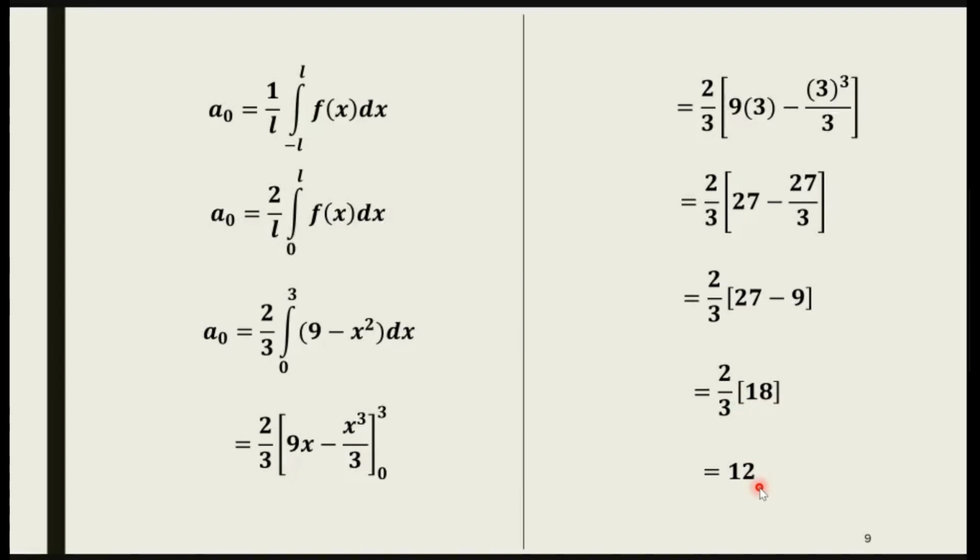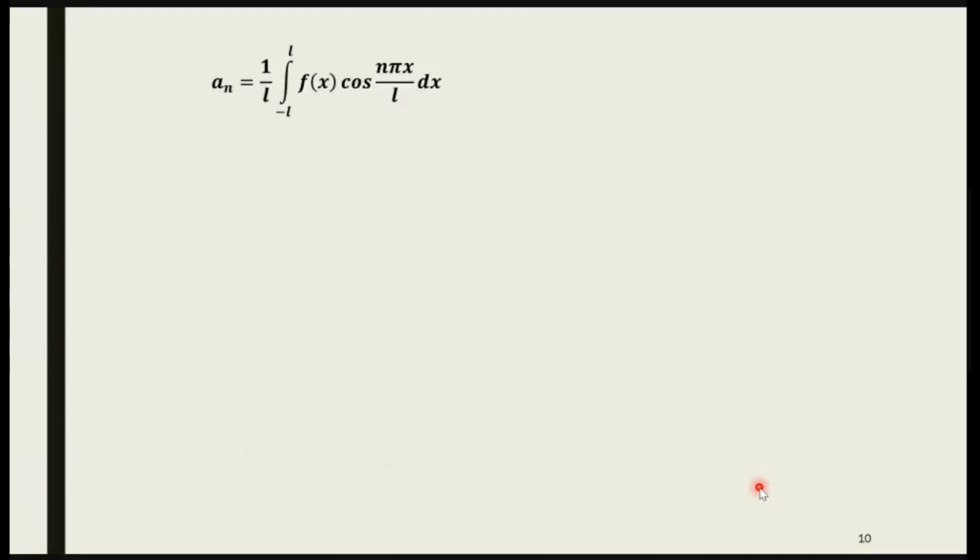Okay, so now calculate an. Same way we have to calculate an now. an में क्या करना है, f of x के साथ cos के फंक्शन को लेना है, cos n pi x by L को लेना है हमको. This is the general formula for an. Since f(x) is an even function, cos is an even function, even into even is an even function, so we can write minus L to plus L as 2 times 0 to L function into cos n pi x by L dx.